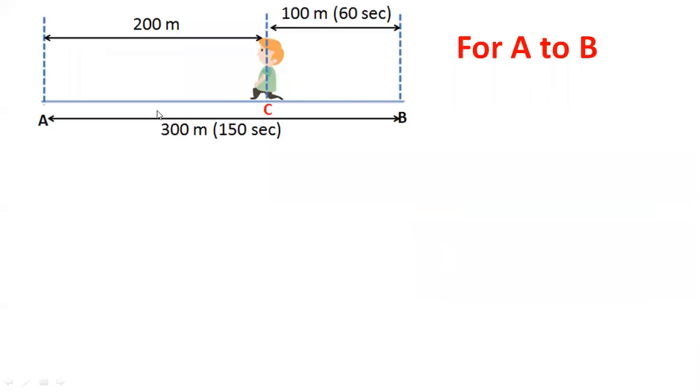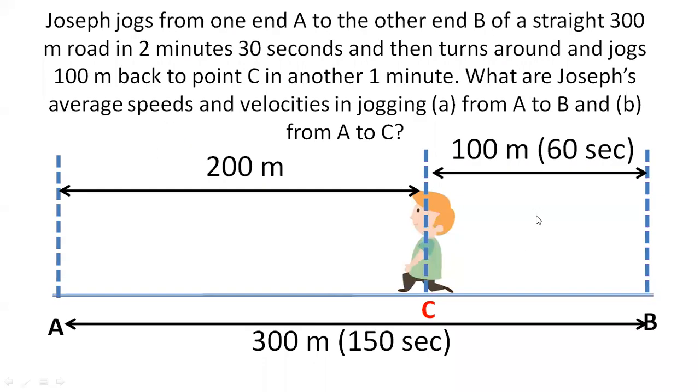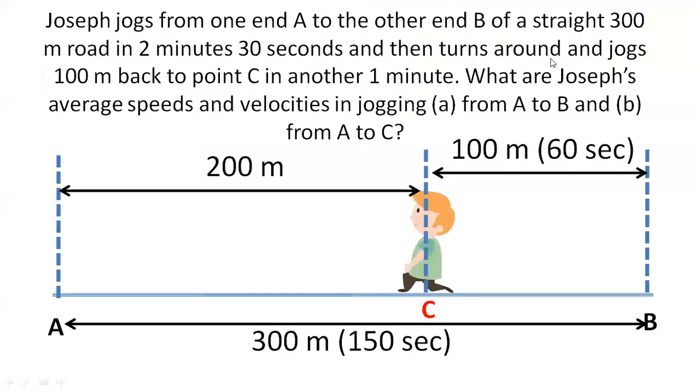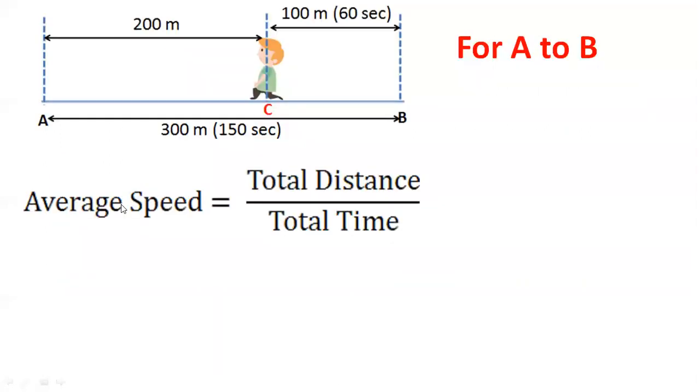Okay. Now I will take the same picture on the top hand side, and I will try to solve for A to B. For A to B, I need to calculate two things: average speed and average velocity. So let us try to solve. Now for average speed, what is the formula? Average speed is total distance by total time.